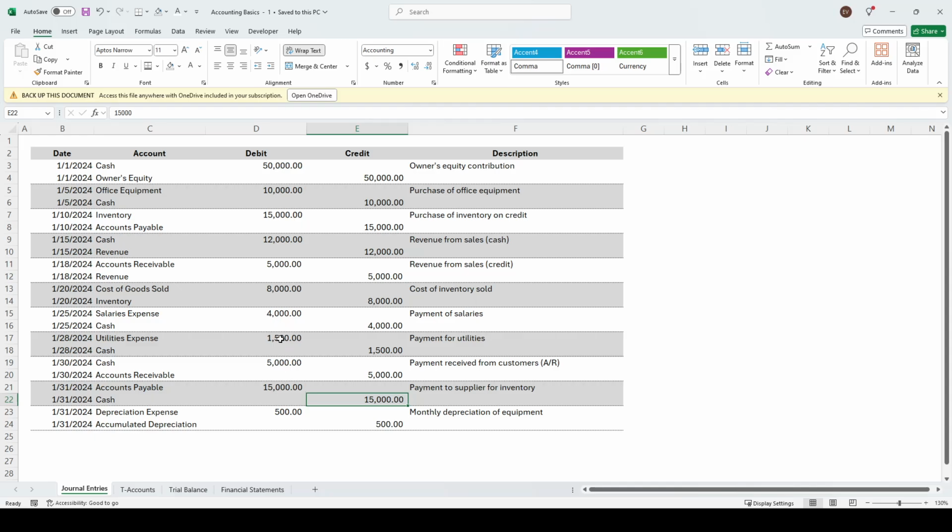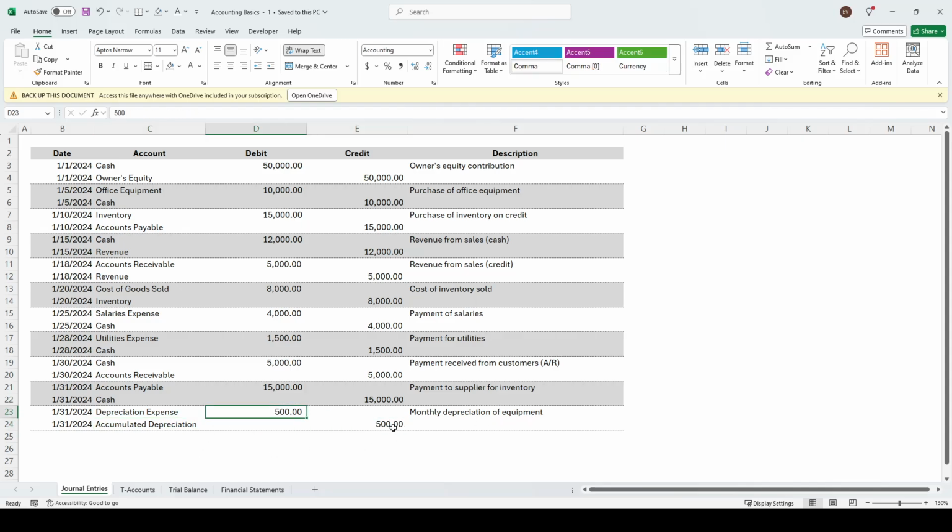And lastly, we have some depreciation. So depreciation is essentially an expense to factor in the wear and tear of the equipment of any business. So in this case, we're factoring in a $500 expense of depreciation, and to offset this account, we will use what's called a contra account in the name of accumulated depreciation.